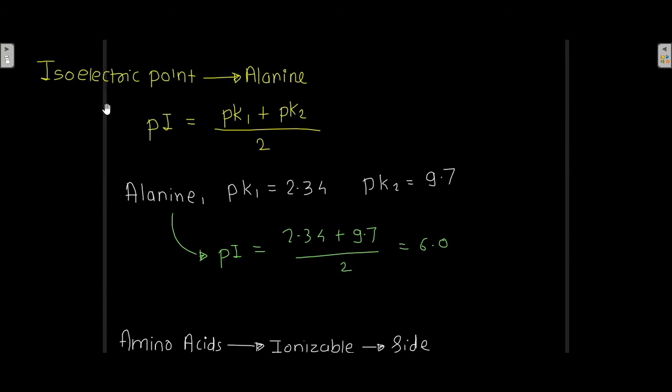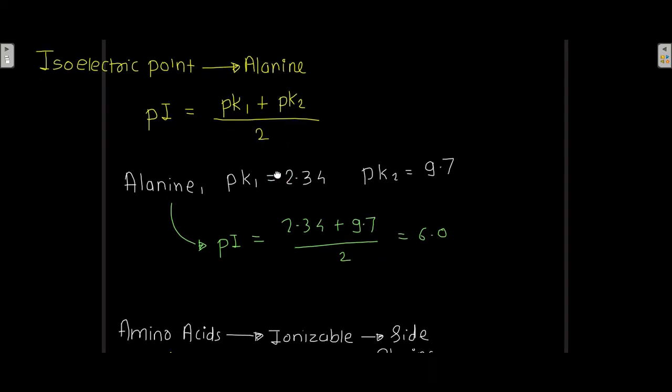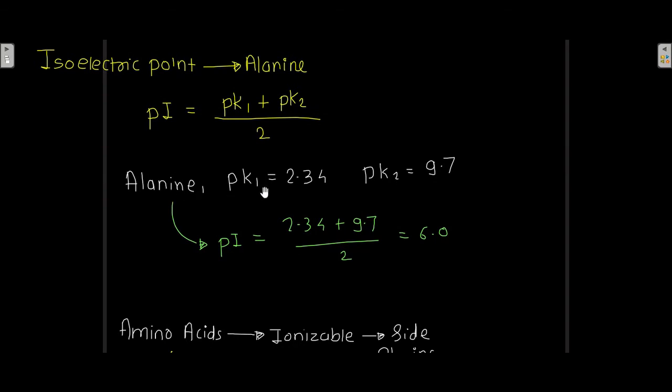So the isoelectric point of alanine is calculated by this equation, that is pI is equal to (pK1 plus pK2) divided by 2. Now for alanine, pK1 is 2.34 and pK2 is 9.7, and that is the reason why the isoelectric point for alanine is 6.0.